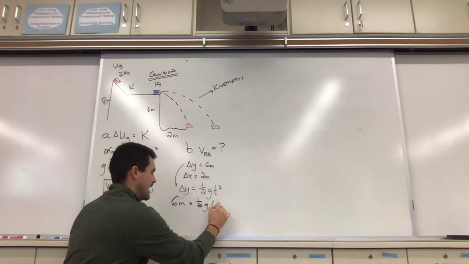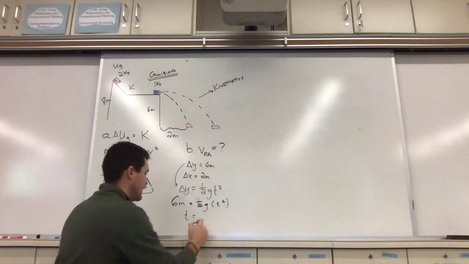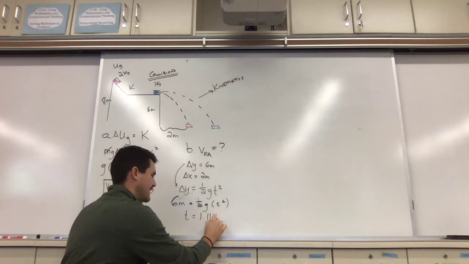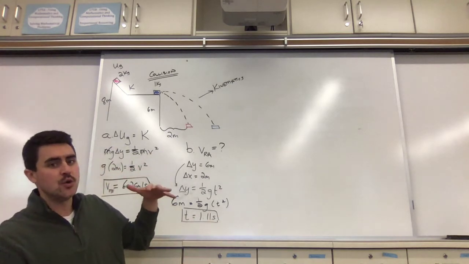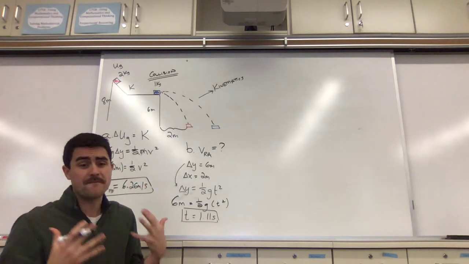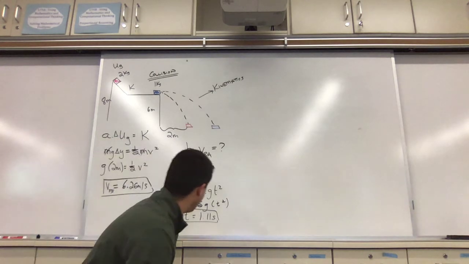1/2 g times t squared. I end up with t, once I do my algebra magic, t is 1.11 seconds. That's how long it takes for the red block to fall to the ground. Well, if it's going to fall for 1.11 seconds, it's also going to travel horizontally for 1.11 seconds.